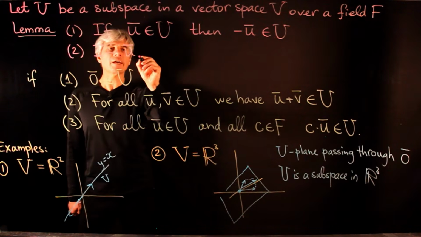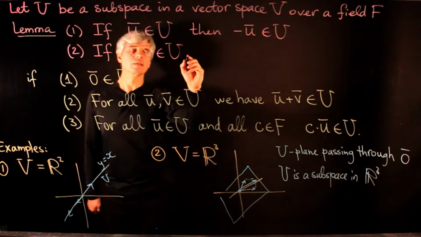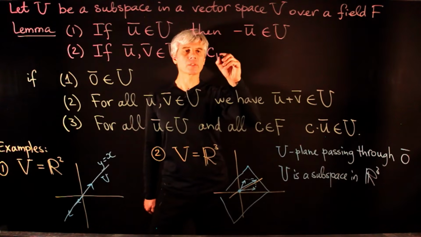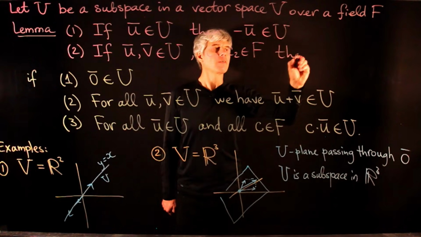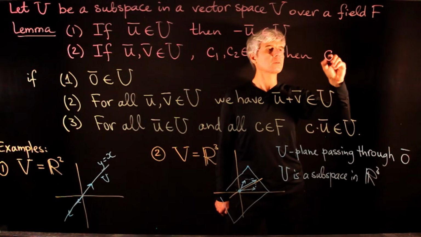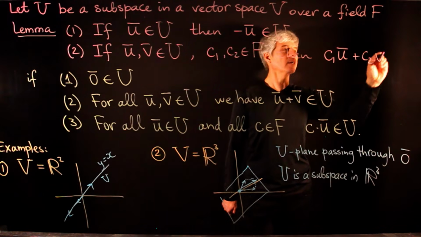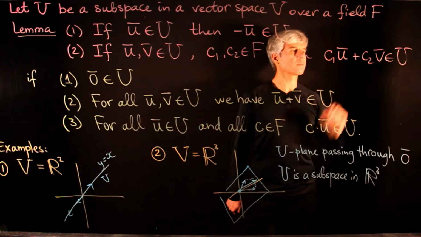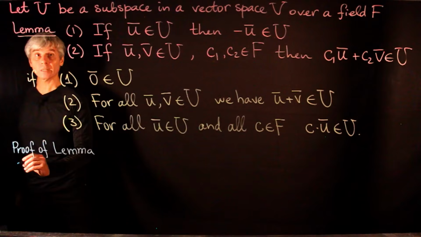If we have two vectors in the subspace and two scalars in the field, then a linear combination C1U plus C2V belongs to the subspace. Let's give a proof of this lemma. We start with part 1.